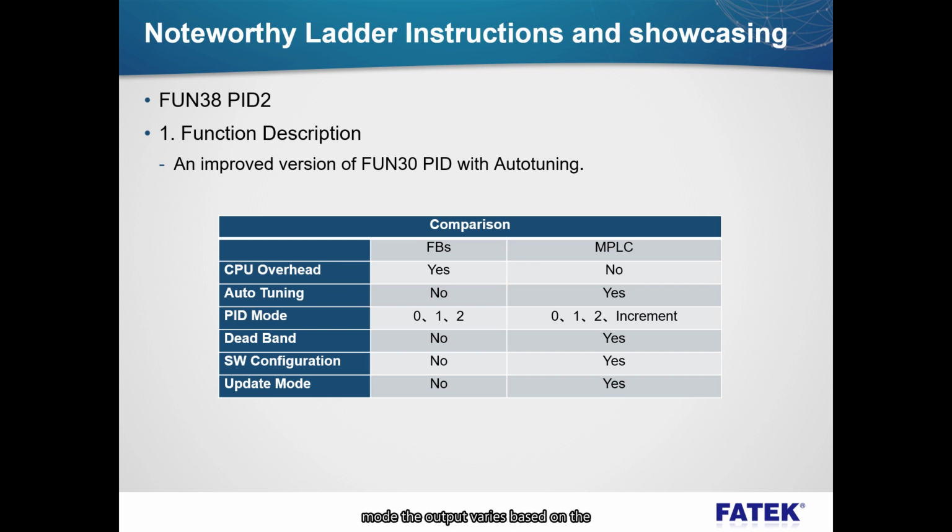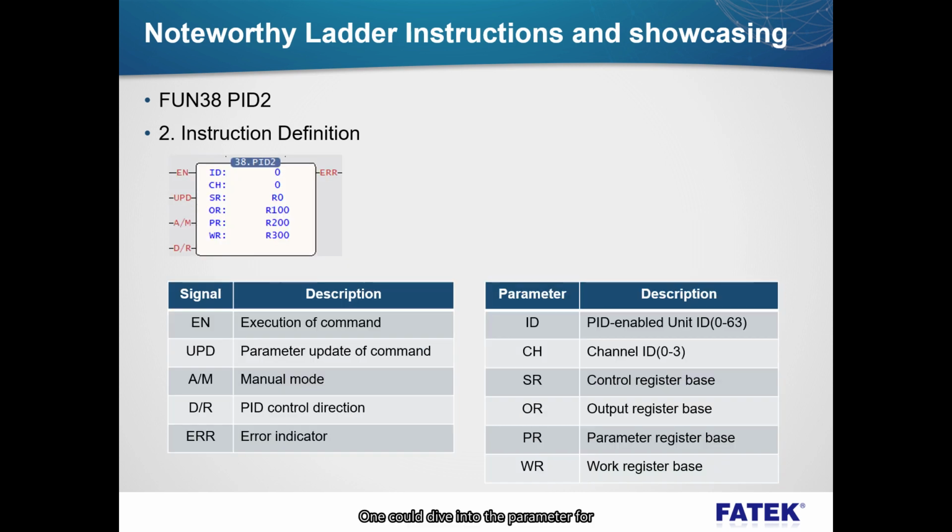In this mode, the output varies based on the previous result, meaning that the output will not be minimum once reaching the set value, like for temperature control, which is not suitable for an application like motor control, where minimum output causes stop. One could dive into the parameters for further understanding of Function 38, which can be referred to in the MPLC instruction manual.